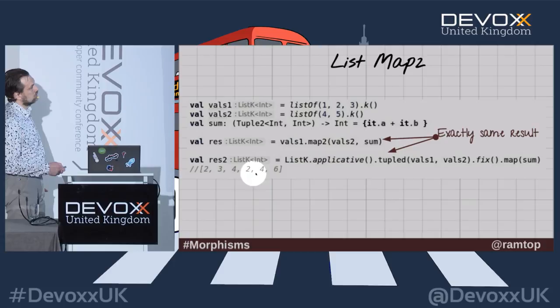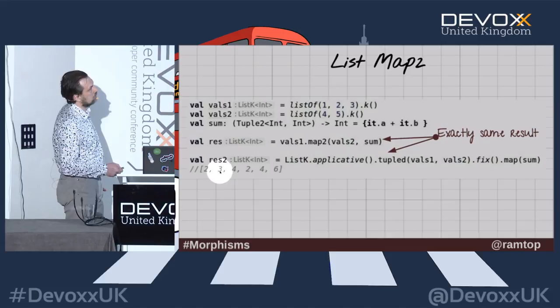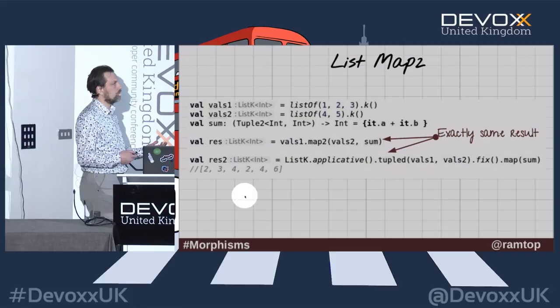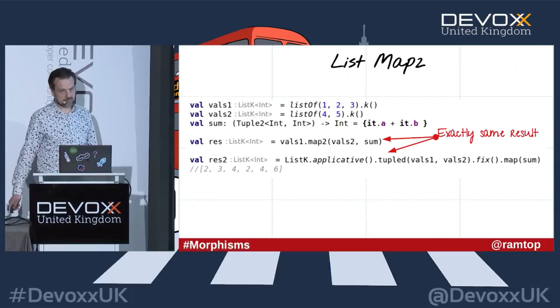So again, 1, 2, 3, and 4, and 5. So you just basically sum all together.